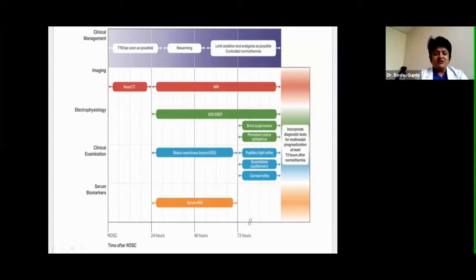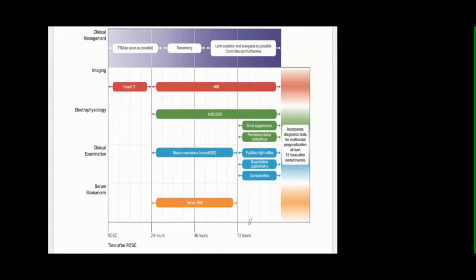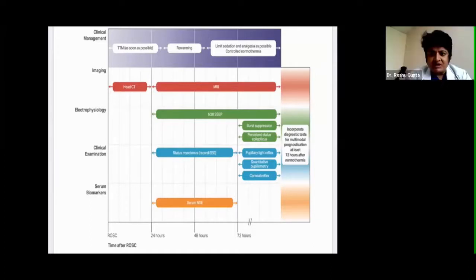So this is the time we see what investigations are to be done after return of spontaneous circulation is attained. Immediately, we have to do TTM as soon as possible. CT is also done, and then the EEG.